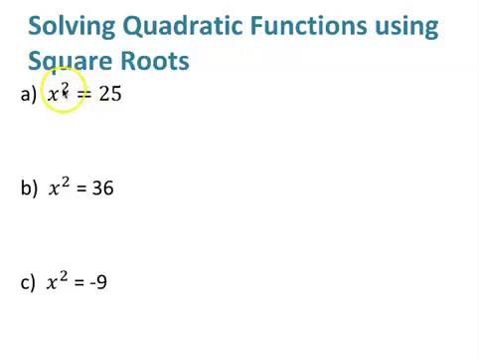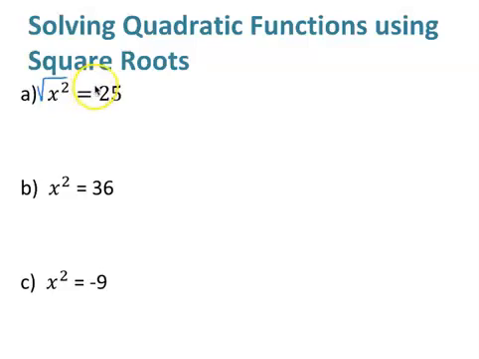So if you've just got x squared and it equals a number, you can use the square root method to solve. What that means is we're trying to solve for x, right? And if x is squared, we want to undo that. We want to do the opposite of squaring, and the opposite of squaring is taking the square root. So to undo this square and solve for x, we're going to take the square root. Squares and square roots are opposites of one another, so they're going to undo one another.